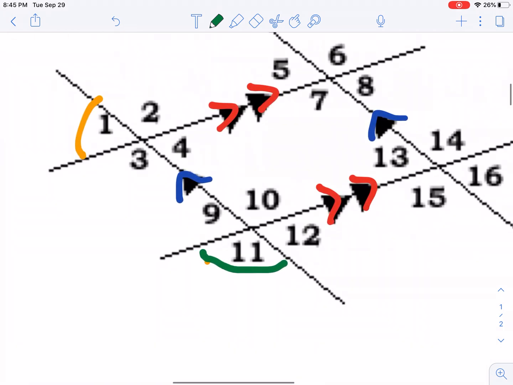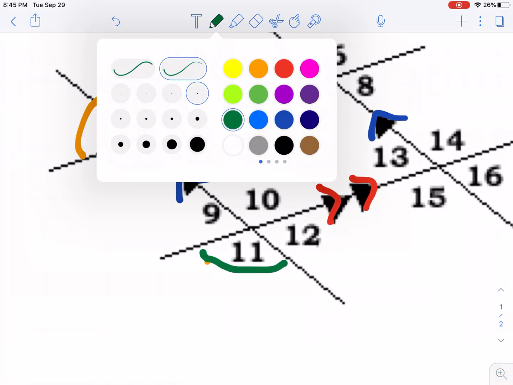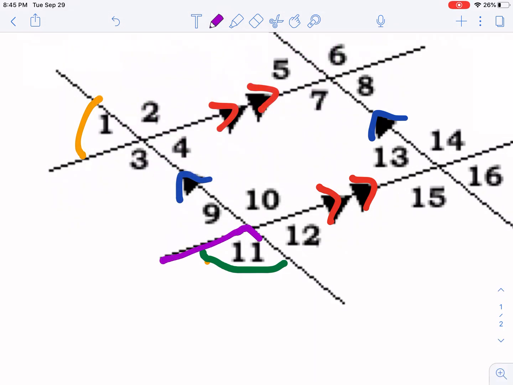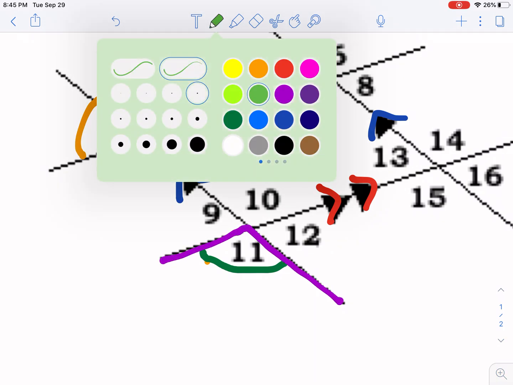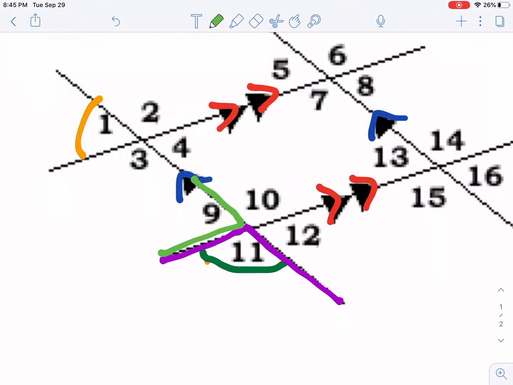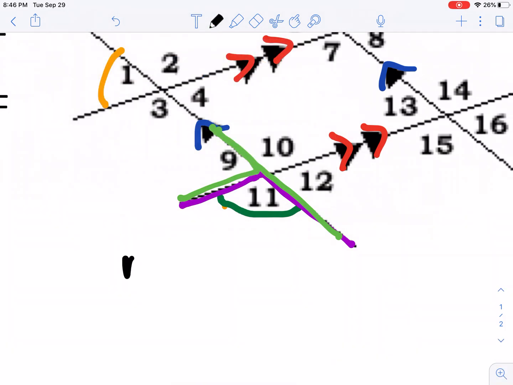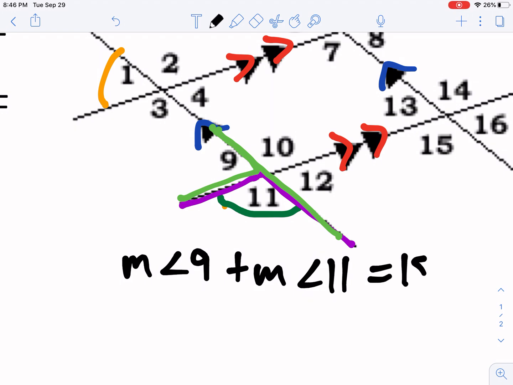Now, if we go back to what we talked about in one of the previous sections, this angle 11 and this angle 9, what do those guys form? Vertical angles, right? Specifically, since they form a straight line, they form a linear pair. What do we know about linear pairs? They're supplementary. What does supplementary mean? They add up to be 180 degrees. So the measure of angle 9 plus the measure of angle 11 adds to be 180.